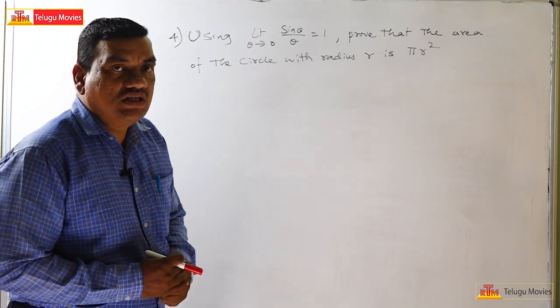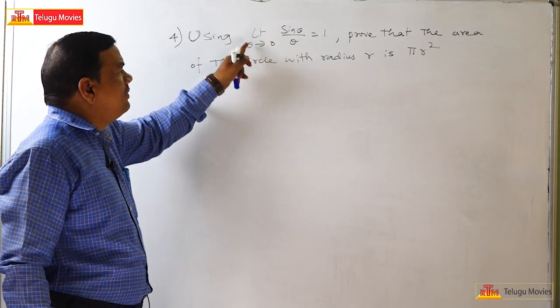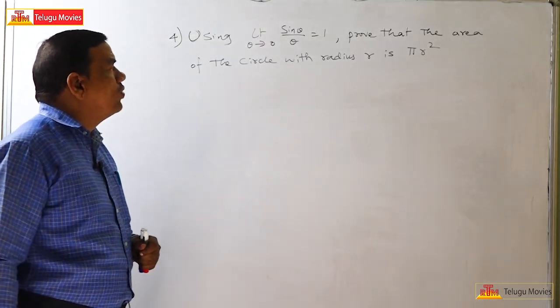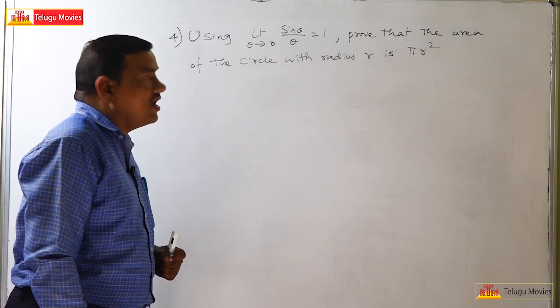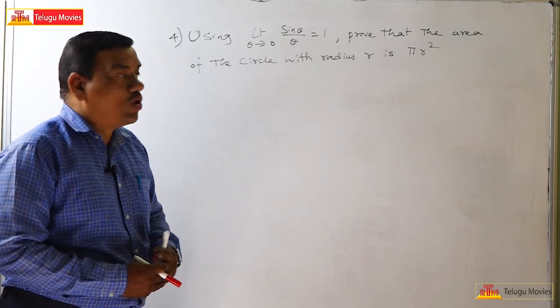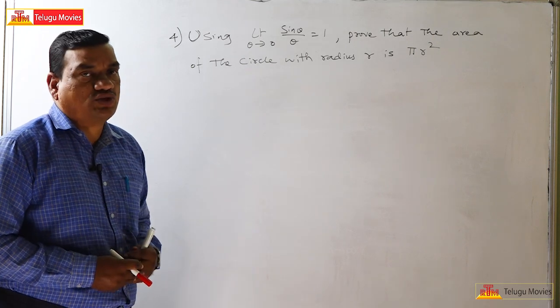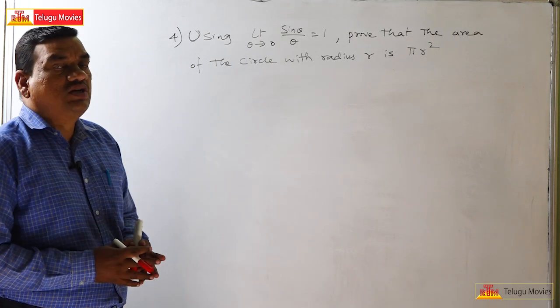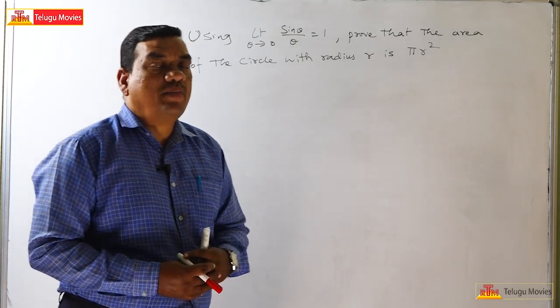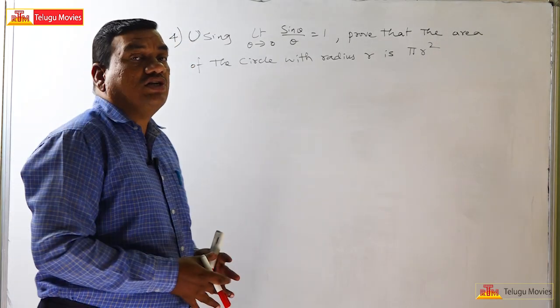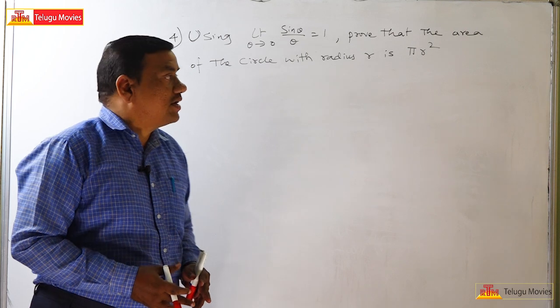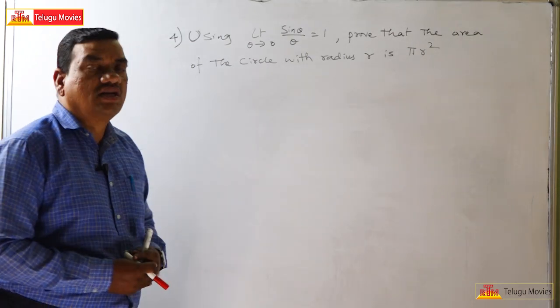Using limit theta tends to 0, sin theta by theta is equal to 1, that is a known formula, prove that the area of the circle with radius r is pi r square. So this is a conceptual question that may not come in competitive examinations, but try to understand these conceptual questions. Okay, right. Then we have to prove that the area of the circle is pi r square.